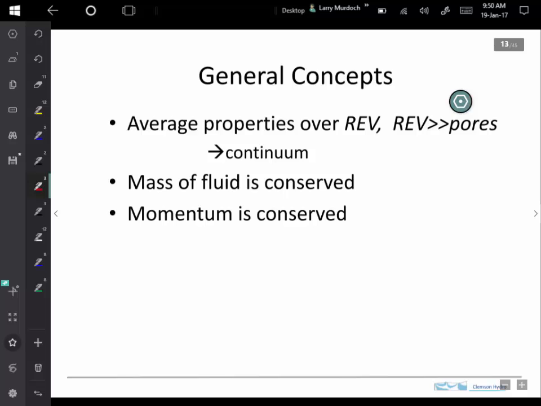And then we'll have the conservation concepts. So for flow through porous media, we'll have mass and momentum conserved. So those will be the starting points.